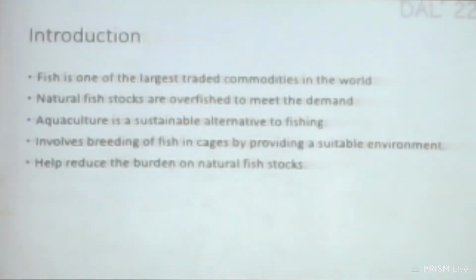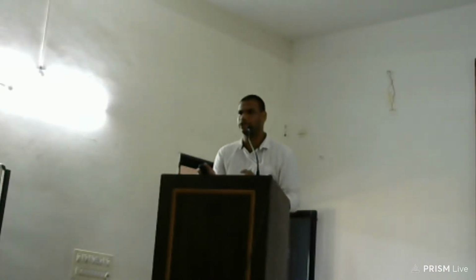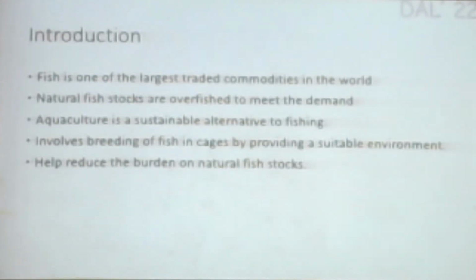Currently fish is one of the largest traded commodities in the world. The fishing industry is valued at around $3 billion globally. Because of this demand, there are certain consequences. One of the main ones is overfishing. Fish stocks are exploited so that they cannot be replenished, and this has led to loss of biodiversity. Aquaculture provides a sustainable alternative. We grow fish in cages and breed them so that they can be used for our needs without exploiting the natural environment. But there are certain challenges in this.